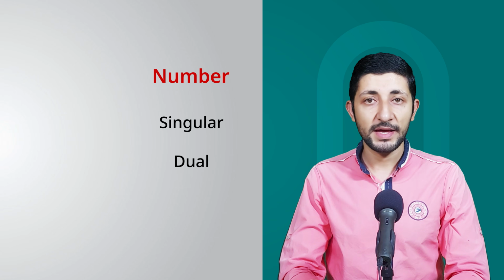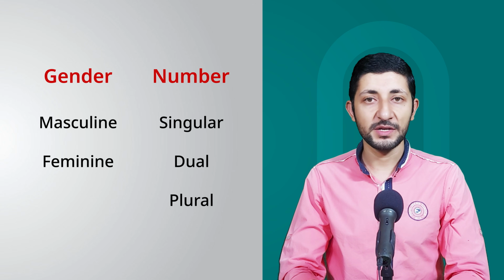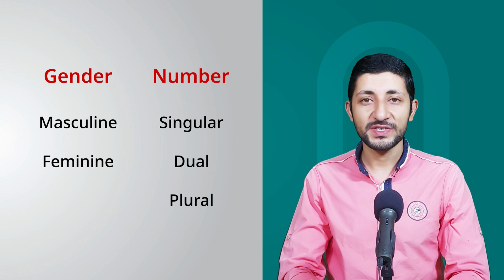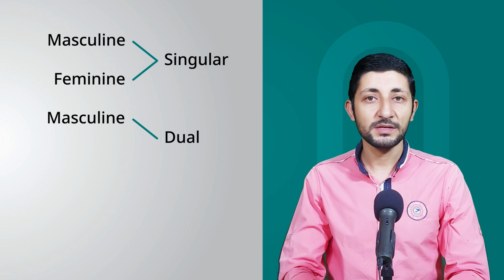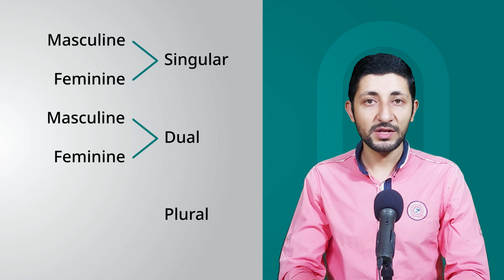In Standard Arabic, we have three number categories: singular, dual, and plural. We also have two genders, masculine and feminine. So for each number, we have two subcategories for gender. When you multiply 3 by 2, that will give you 6. So 6 classifications for any grammatical form in Arabic language: singular masculine, singular feminine, dual masculine, dual feminine, plural masculine, and plural feminine.